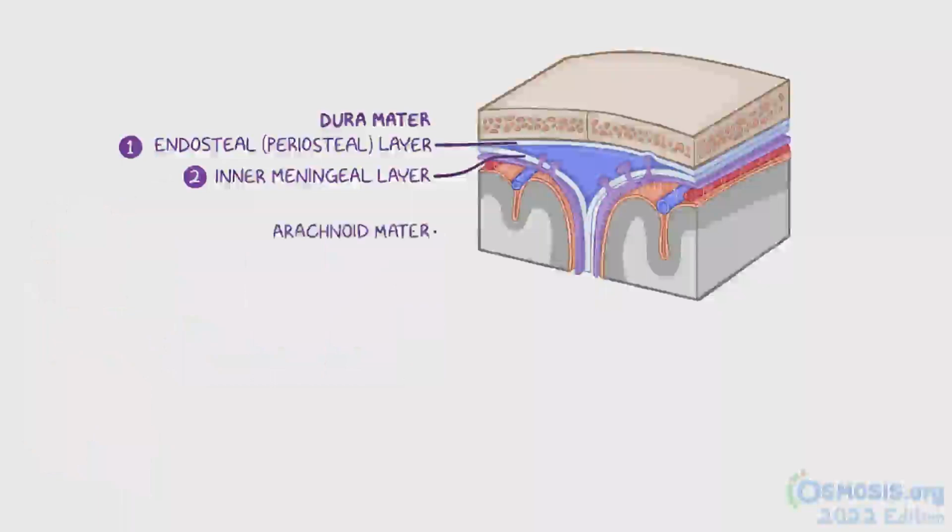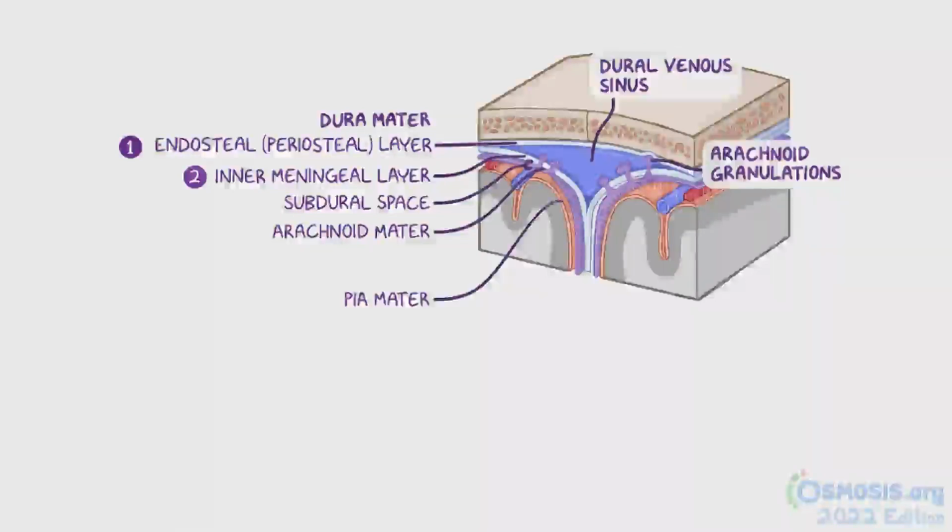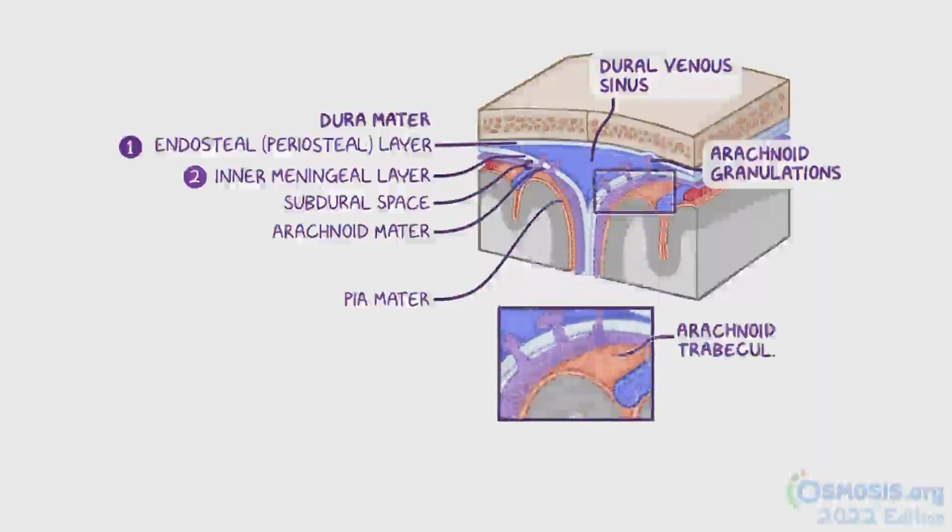The arachnoid mater is found deep to the dura mater, and between them is the subdural space. The arachnoid mater contains arachnoid granulations, which pierce the dura mater to enter the dural venous sinuses. The deepest meningeal layer is the pia mater, which closely adheres to the contours of the brain. The arachnoid mater is loosely connected to the pia mater through the arachnoid trabeculae. Between these two layers is the subarachnoid space, which contains CSF, cerebral vessels, and cranial nerves.